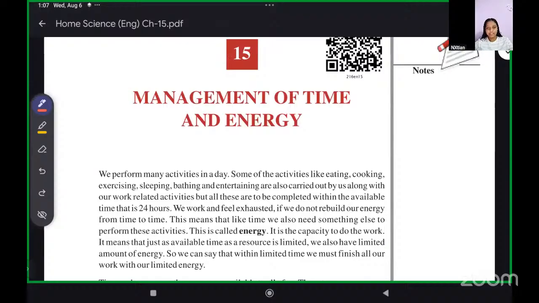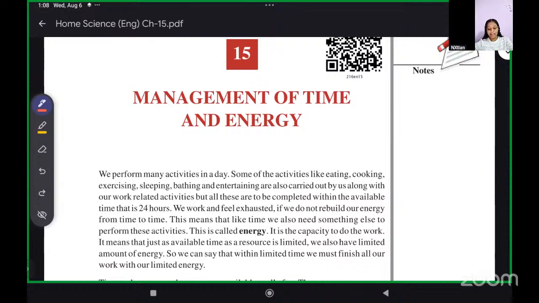We perform many activities in a day. Some of the activities like eating, cooking, exercising, sleeping, bathing, and entertaining are also carried out by us along with our work-related activities, but all these are to be completed within the available time, that is 24 hours. We work and we feel exhausted if we do not rebuild our energy from time to time. This means that like time, we also need something else to perform these activities. This something else is called energy.